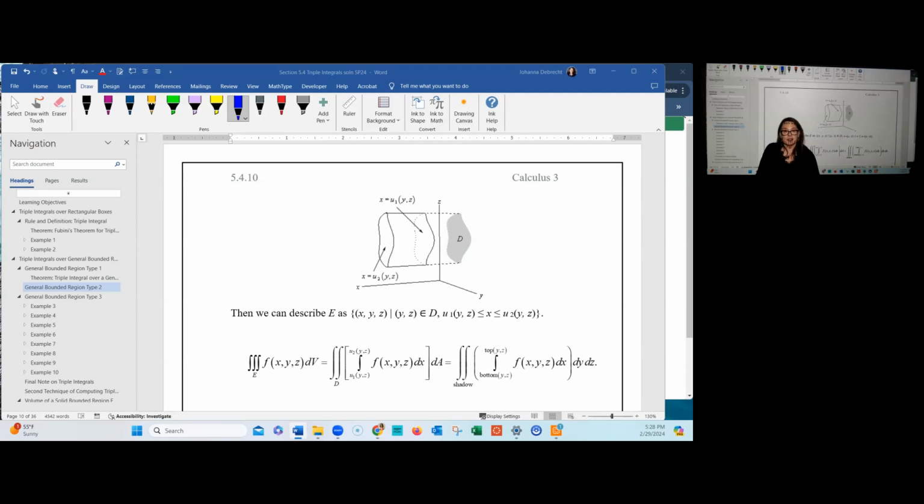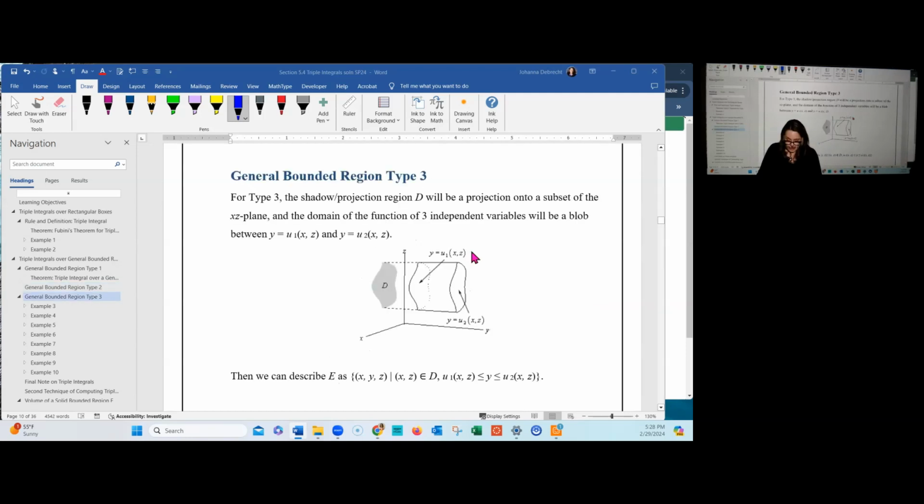Let's talk about a region of type 3 next. A general bounded region of type 3 is the only plane we haven't used yet. We've used the XY plane, we've used the YZ plane, now we have to use the XZ. We did actually talk about it earlier. If I'm casting a shadow into the XZ plane, then the flashlight is lying along the Y-axis. So then if I rotated this picture so that the Y-axis was pointing up, this surface here would be the one on top, so it becomes U2, and this surface here would be the one on the bottom, so it becomes U1.